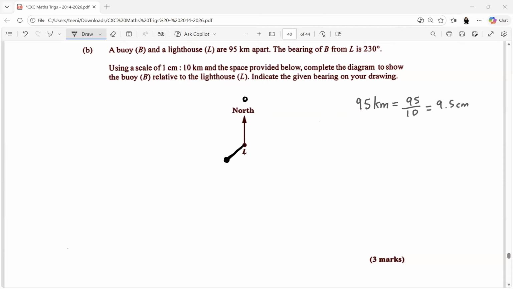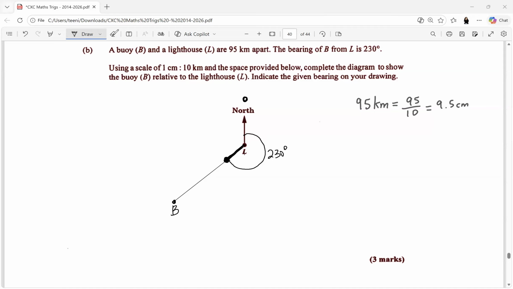And then you remove your protractor and you extend this line. You're going to pass through that point till you reach 9.5 cm. So this here will be your point B. On your diagram, this angle here is 230 degrees, which is the bearing of B from L. So that's how your diagram should look.